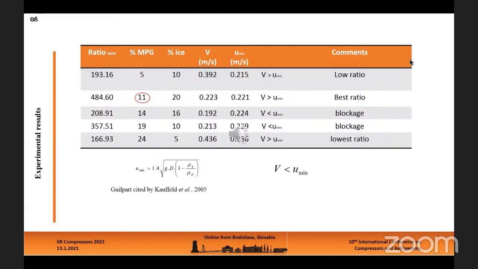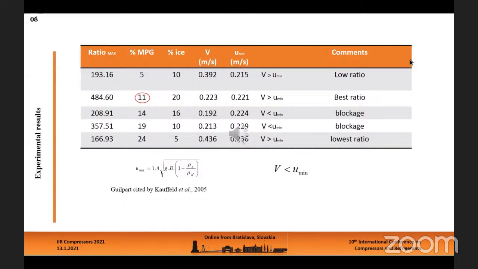As can be seen on the table, up to a velocity of 1 meter per second, that is to say laminar regime, 5% MPG gives the poor result due to high pressure drop, despite the velocity of flow being greater than the minimum velocity. 11% MPG concentration yields the best result due to low pressure drop, with the velocity of flow greater than the minimum velocity, of course.